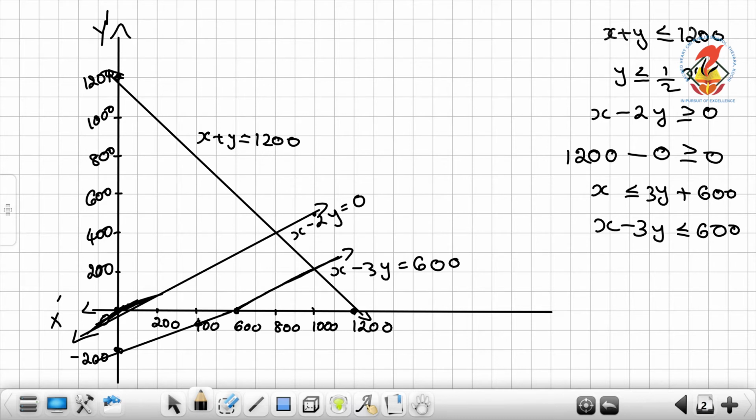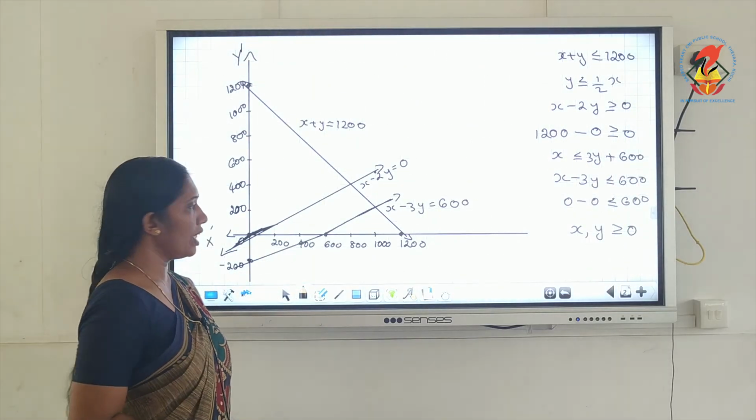Then shading, we can take origin: 0 minus 0 less than or equal to 600. That statement is correct. So towards the origin. Okay, towards the origin, and we have this constraint also. So in the first quadrant values only we have to take.